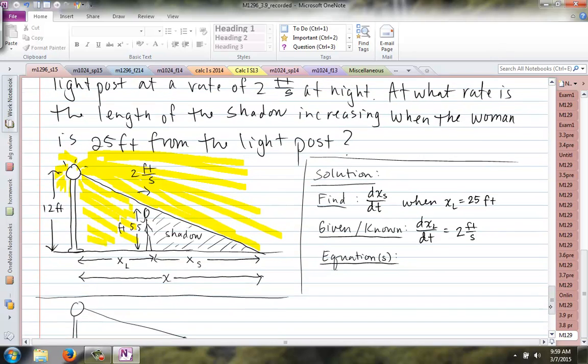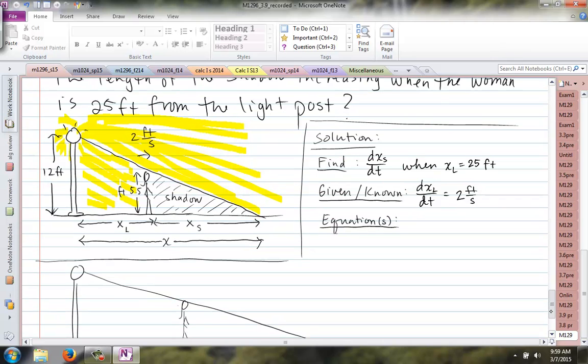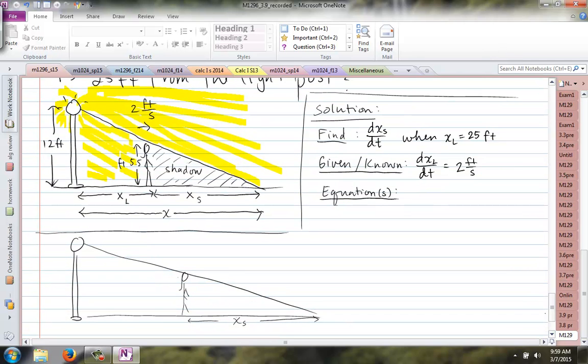Alrighty, so we'll get started on our equations in a minute, or equation. Let's first appreciate what changes with time. Note that this little picture I drew on the bottom here is the woman a little bit further away from the light post, and so x sub l is increasing, x sub s is increasing, x is increasing, the height of the woman and the height of the light post are staying the same, and also the hypotenuse of this big triangle overall is increasing, and we don't really have any information about it. And that's important when we're trying to figure out equations.